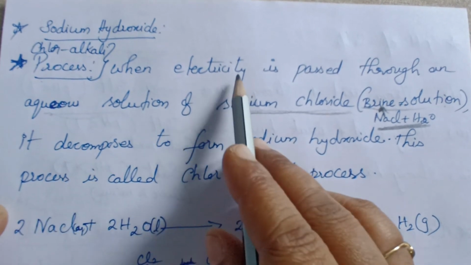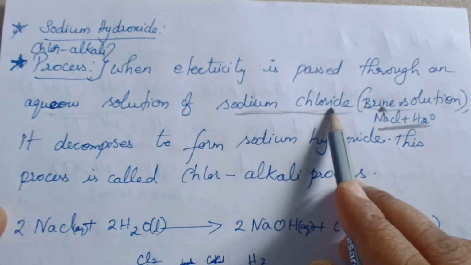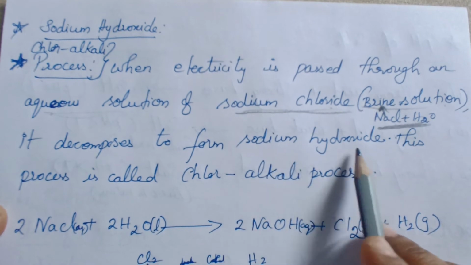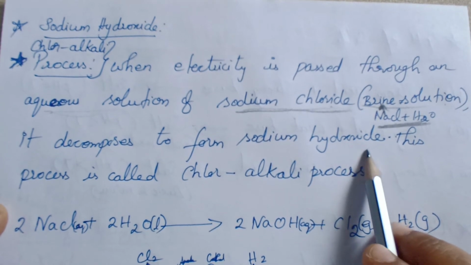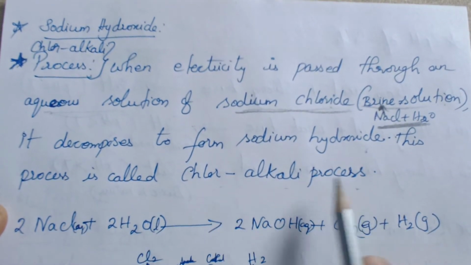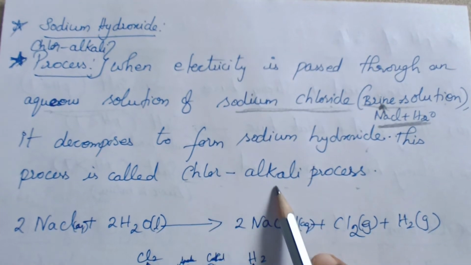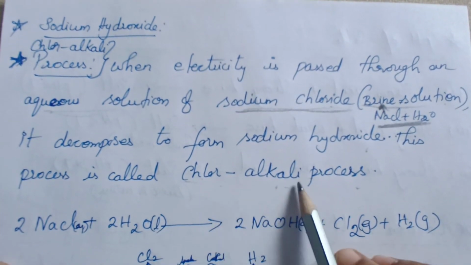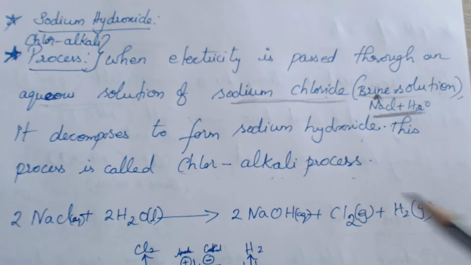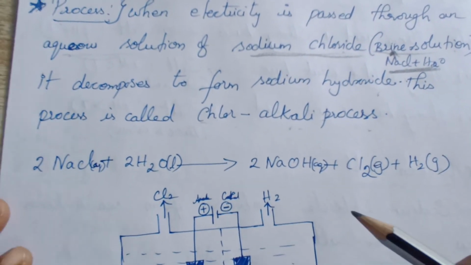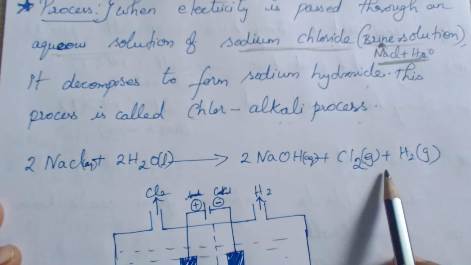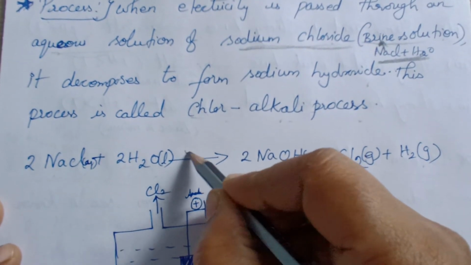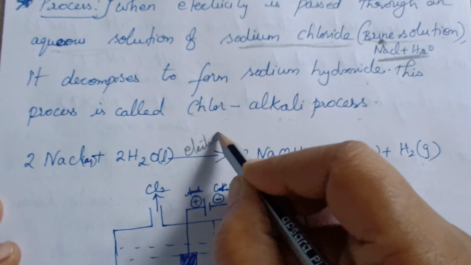When you pass electricity through this aqueous solution of sodium chloride, it decomposes to form sodium hydroxide. Our main aim is to produce sodium hydroxide. This process is called the chlor-alkali process. Why does it get the name? Because the byproducts are chlorine and alkali, this sodium hydroxide. So your chemical reaction would be NaCl plus H2O gives NaOH plus Cl2 plus H2 upon passing the electricity. Okay, so this is your process, right?